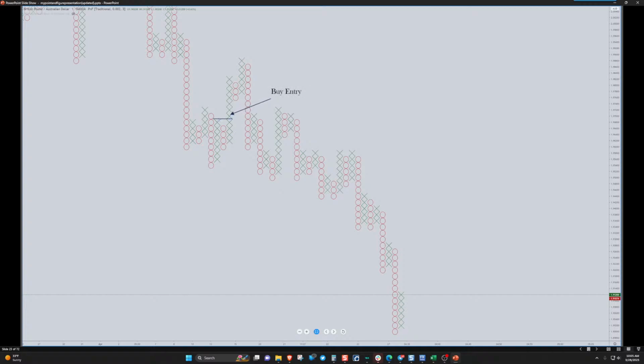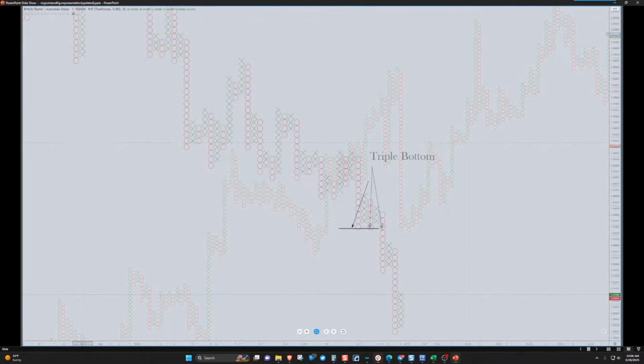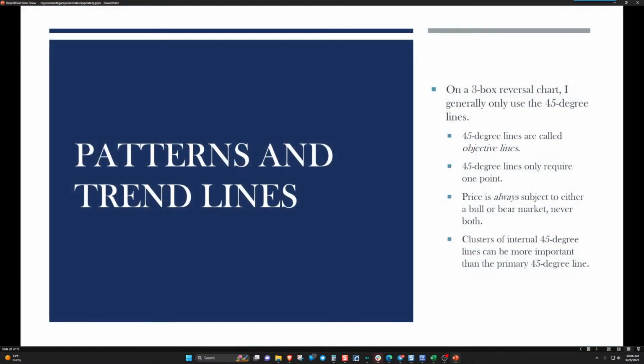So there's that double top, and then the entry is that one box above it. There's triple tops. By the way, the only time that you would ever take an entry on a double top or a double bottom is if it's part of a pattern. But triple tops and triple bottoms are patterns themselves. If the market's good for it, and if it's appropriate, they're good to go. Triple bottom, boom, there. We're going to go through the patterns in this recording too.